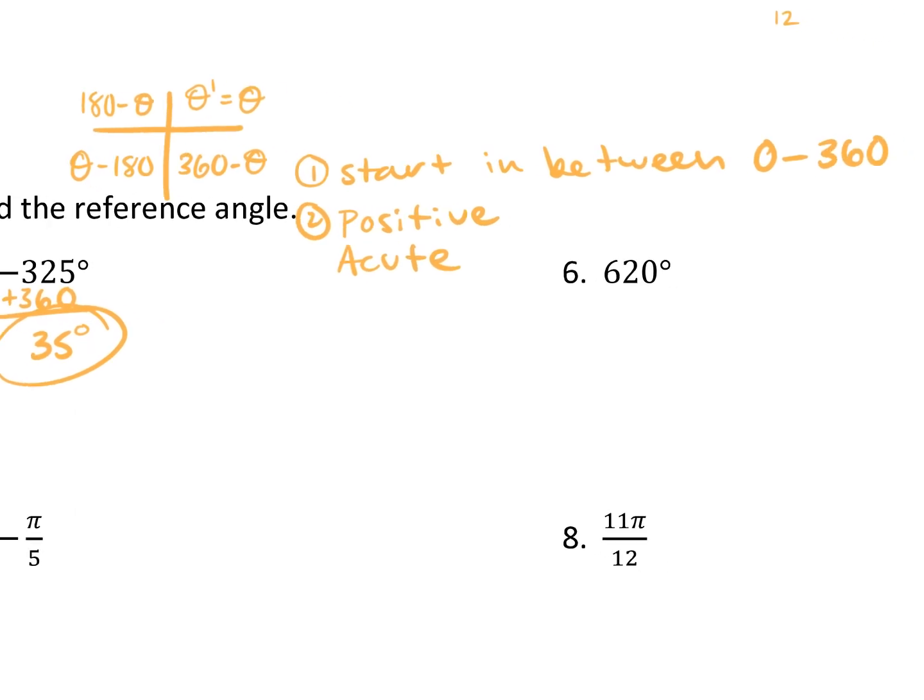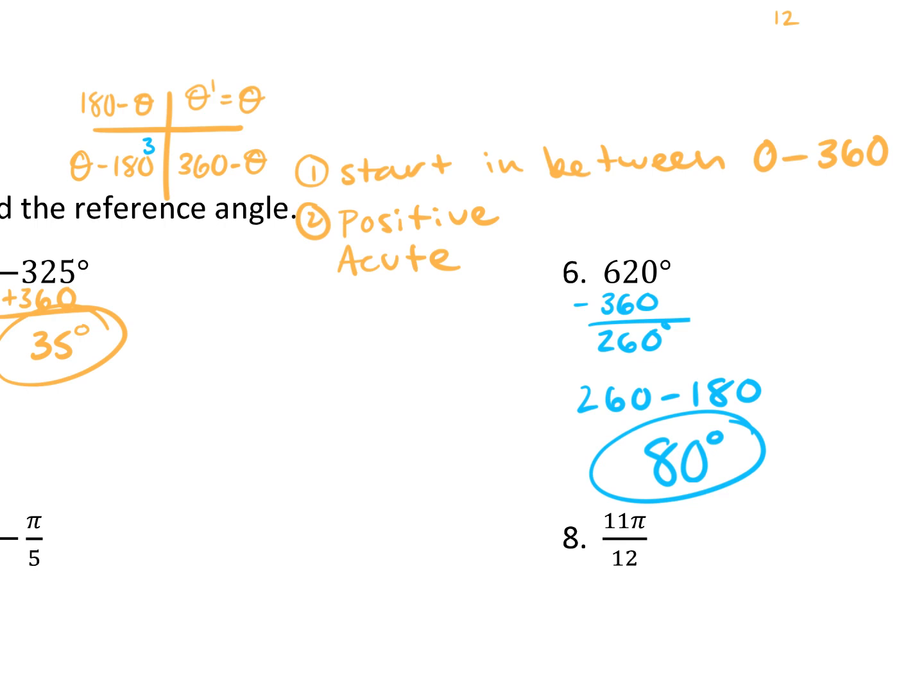What about for number 6? Is 620 in between 0 and 360? No. So how would we make it in between? Subtract 360. What do we get when we subtract 360? 260. 260 is in quadrant 3. So we'd do 260 minus 180. What do we get? 80 degrees. Perfect. 80 is acute and positive.